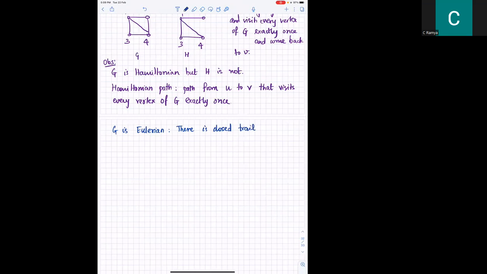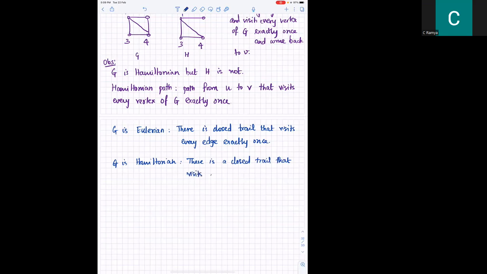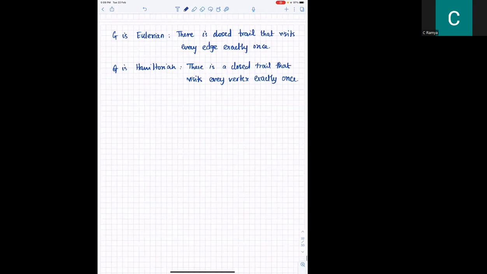There is a closed trail that visits every edge exactly once. And when do you say that G is Hamiltonian? There is a closed trail that visits every vertex exactly once. So now let's see some examples. So this should be clear, the definitions of Eulerian trails and Hamiltonian cycles.